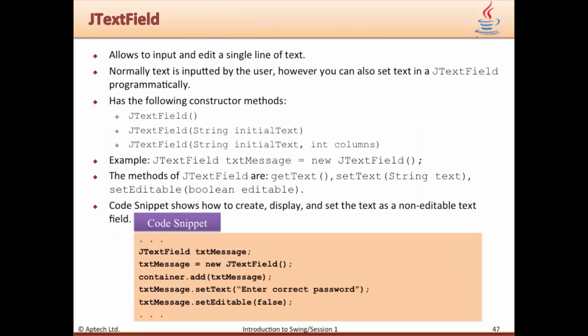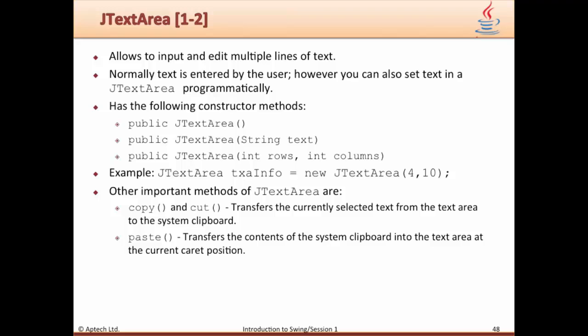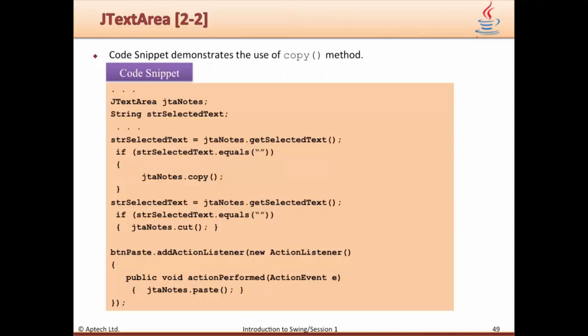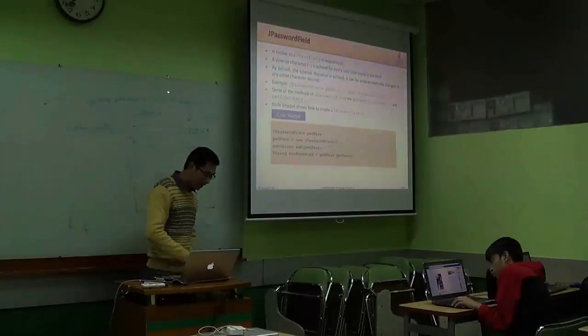Then JTextField is for inputting. Last time already. This one is JTextArea. It's also for inputting text. So what's the difference? Main difference only, because we have a lot of differences. What's the difference between JTextArea and JTextField? Yes, this one is for multiple lines, and another one is for single line components. Exactly. Then next one is JPasswordField.